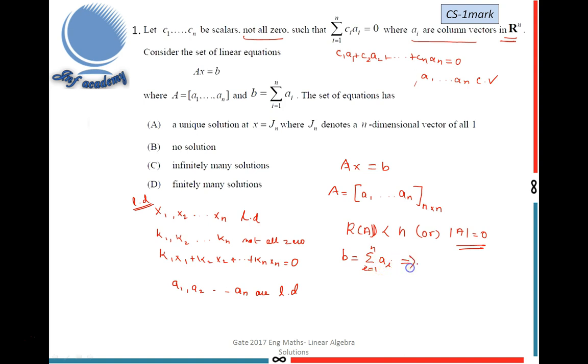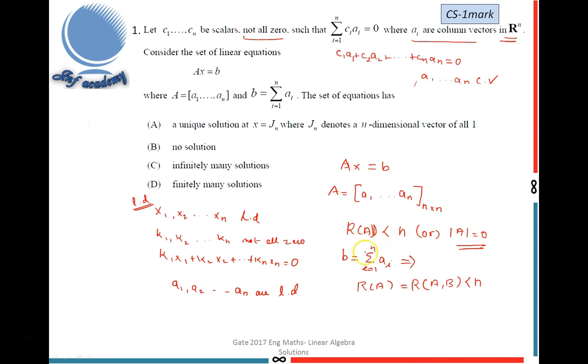This condition gives B is also linearly dependent on A1, A2, etc., An. So I can say R of A equal to the augmented matrix R of A comma B. These two values are equal and less than n. R of A equal to R of A comma B is less than n.